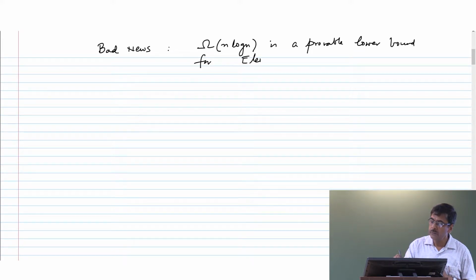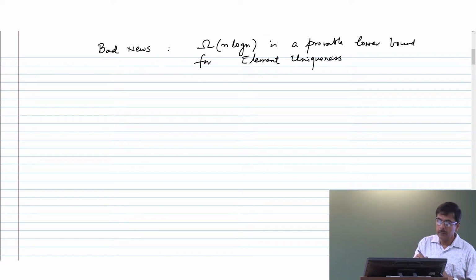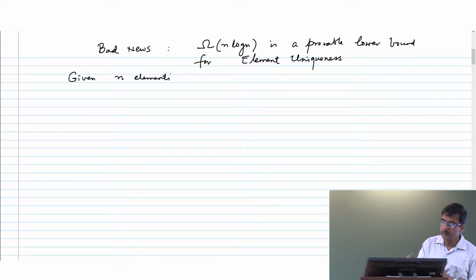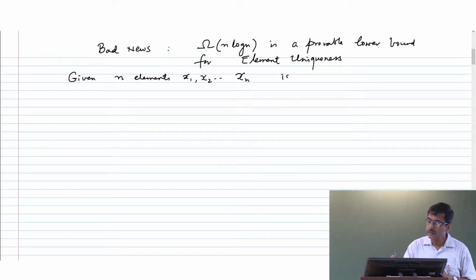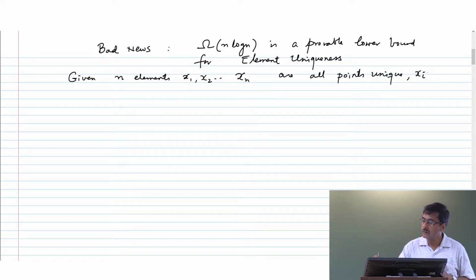this is a problem called element uniqueness. I don't know, this is a prototype problem for proving lower bounds. So element uniqueness basically is a problem that says given n elements, are all points unique, that is, x_i not equal to x_j for all i and j.